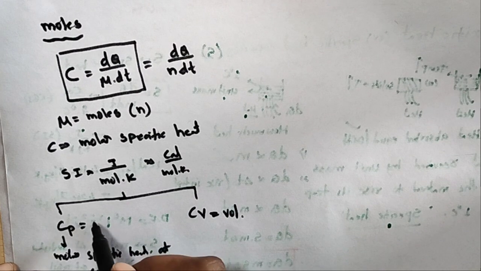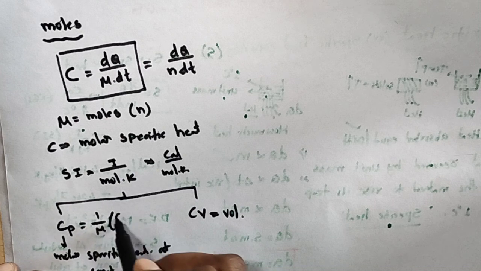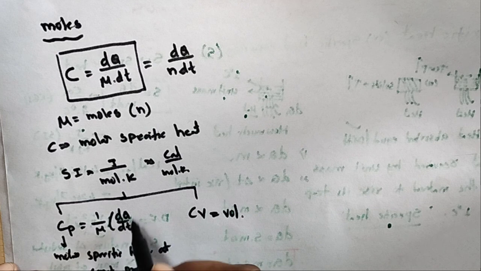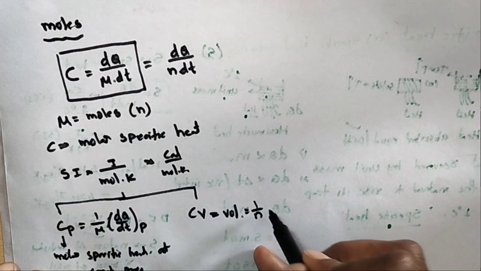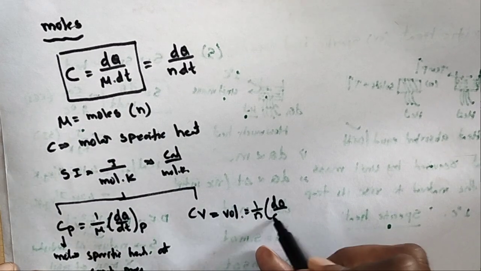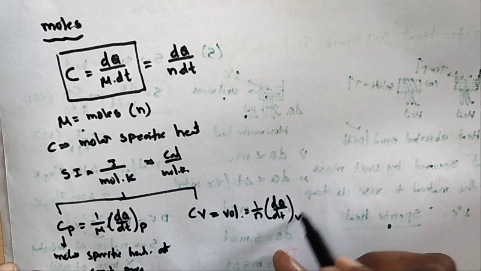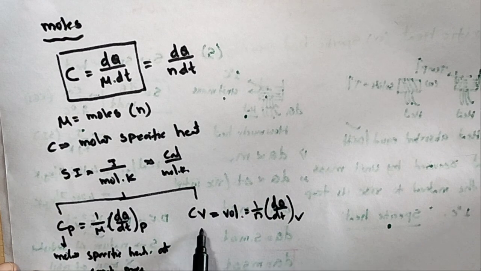So Cp is equal to 1 by n dq by dt at constant pressure, and Cv is 1 by n dq by dt at constant volume. I will explain Cp and Cv briefly in the thermodynamics chapter.